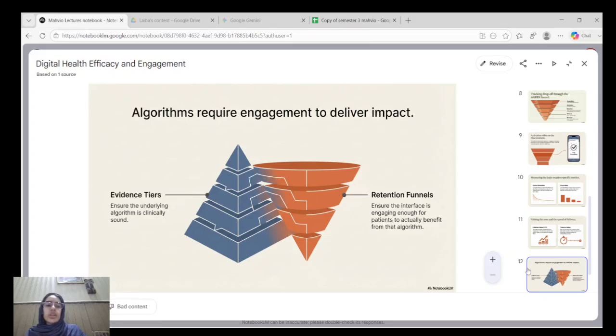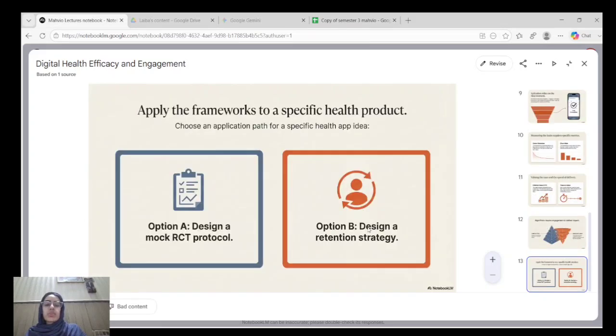Now it is your turn to apply the frameworks to a specific health product for your assignment. I want you to choose an application pathway for a specific health app idea. You have two choices. Option A, design a mock RCT protocol detailing your blinding and control group strategies, or option B, design a retention strategy defining exactly what the aha moment is and how you will reduce time to value. Pick the one that challenges you the most.